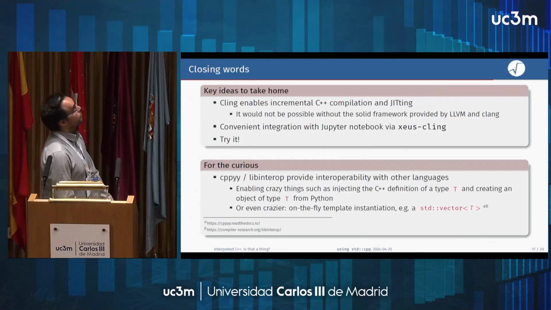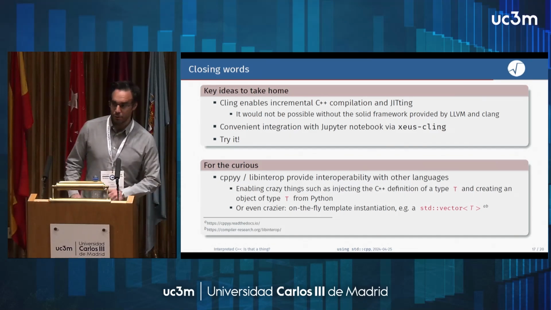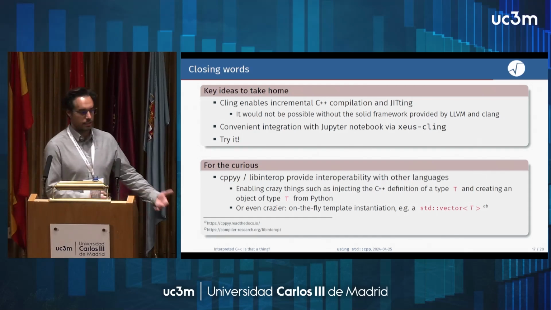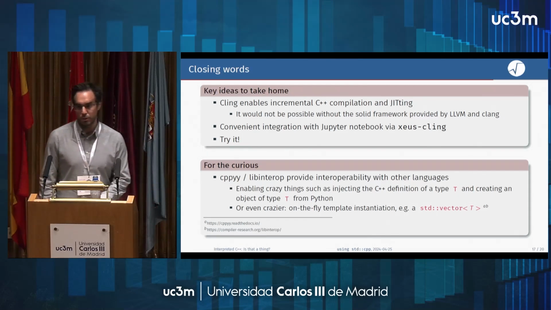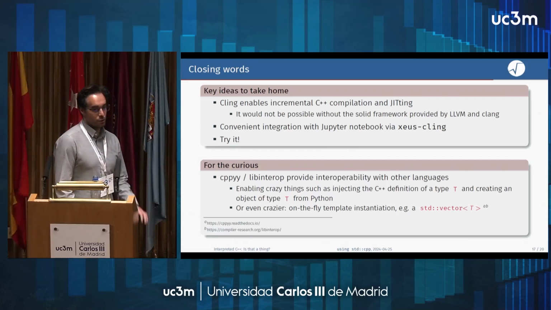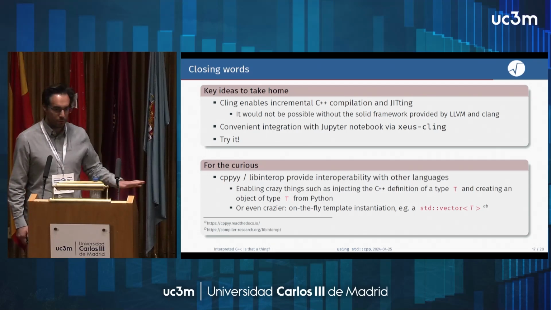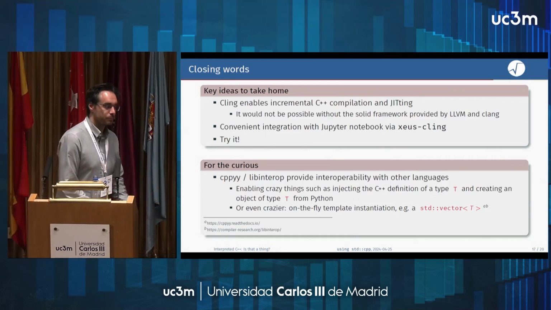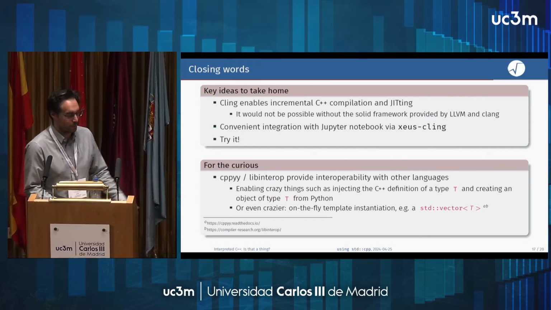So let's wrap it up. Cling basically enables you to do C++ compilation and actually just-in-time compiling. That would not be possible otherwise without the power of LLVM and Clang. There is also convenient integration with Jupyter notebooks. We didn't talk about it before in the talk because we didn't have time, but you can use it from a Jupyter notebook, and I encourage you to actually try it.